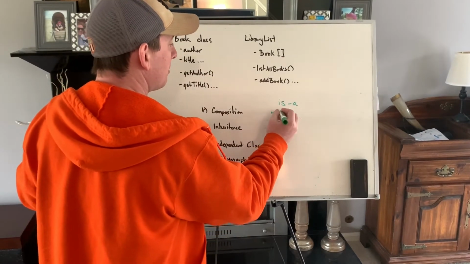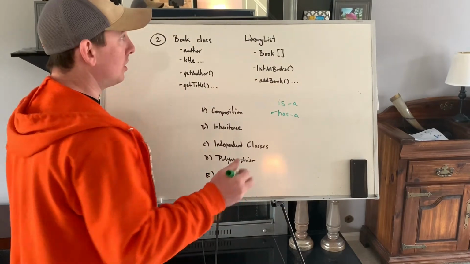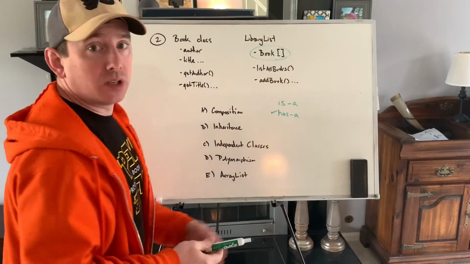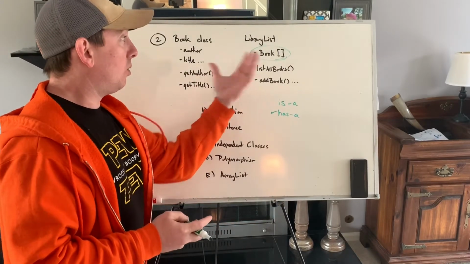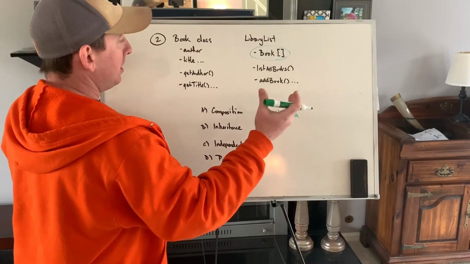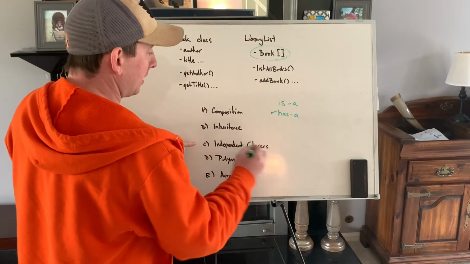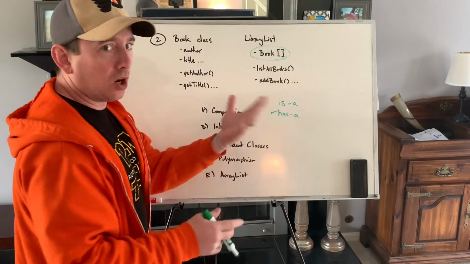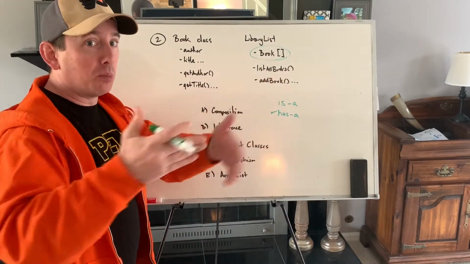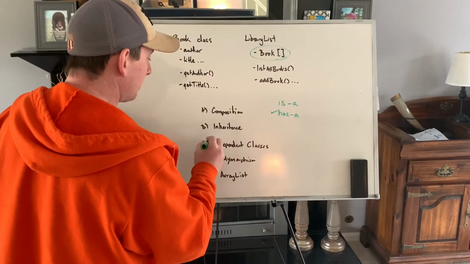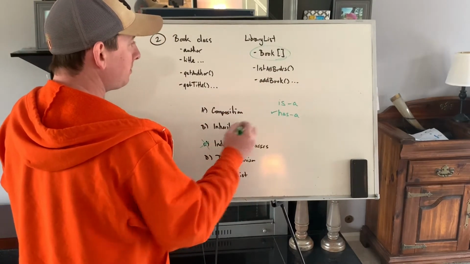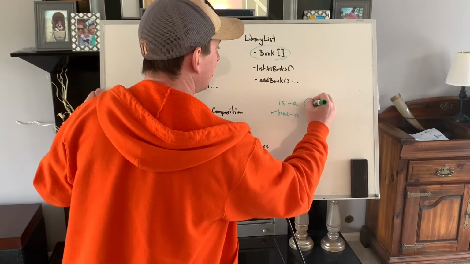This is an example of the has a type of relationship because a library list has a book in it. In fact, it has a whole array of books in it. They're completely separate classes-ish, not completely independent classes. Independent classes would be like a car class and a lizard class, completely unrelated whatsoever. So they're definitely not independent. Nothing's inheriting anything. That would be an is a class.